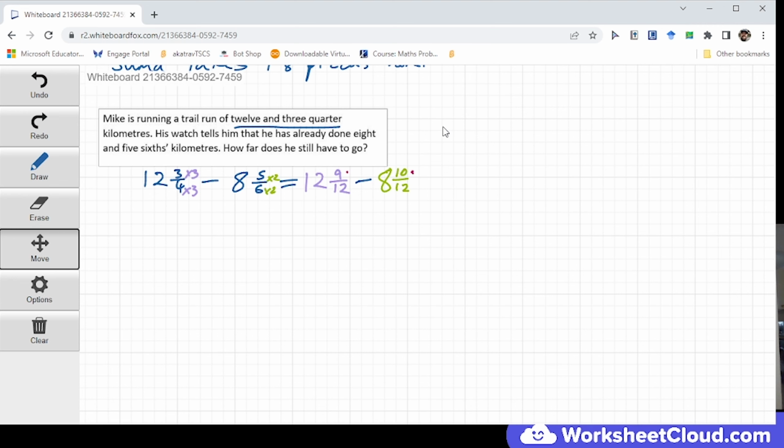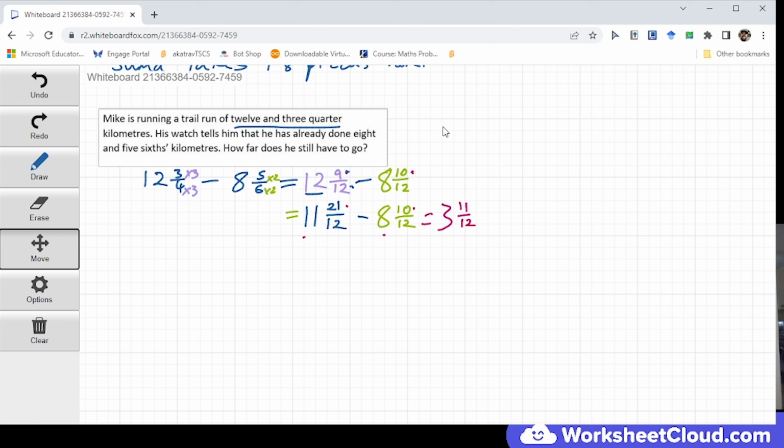We can't take 10 away from 9, so we're going to have to borrow. That decreases by 1. Denominator stays the same. The new numerator we get by adding those two together. Second fraction remains unchanged. We can now do it. 11 minus 8 is 3. 21 minus 10 is 11. Denominator stays the same. All right.